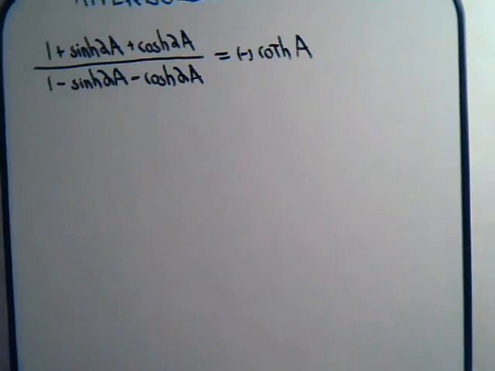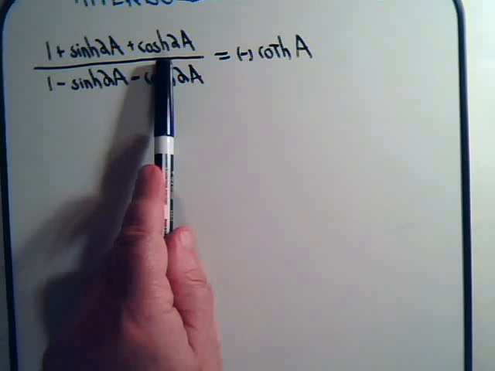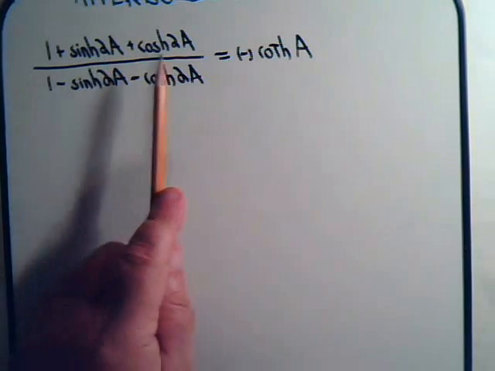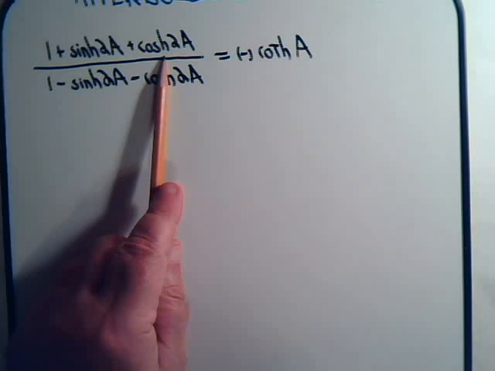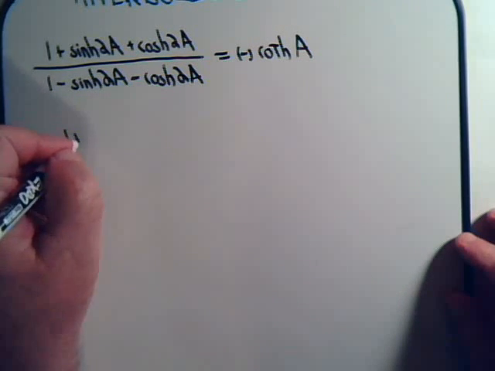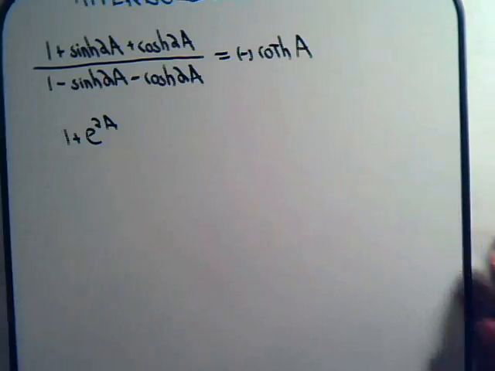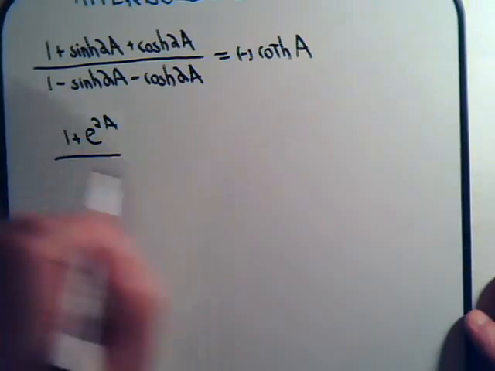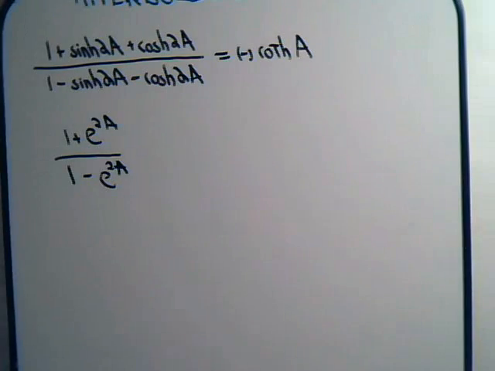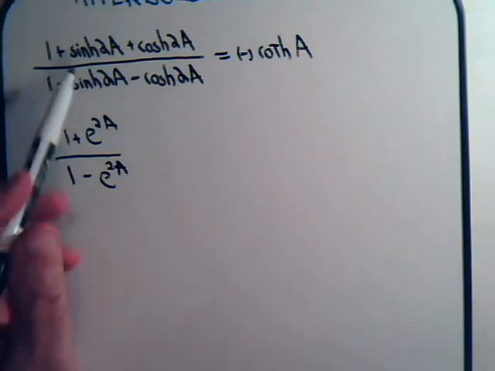The shorter way is, like I said, we just started invoking identities to try to get rid of these ones here. What would happen, though, if we just used our basic definitions? If you use the basic definition for the hyperbolic sine of 2a and the hyperbolic cosine of 2a in the numerator and the denominator, this expression right here comes out to equal 1 plus e to the 2a on top divided by 1 minus e to the 2a on bottom. Use a basic definition and it comes right out.